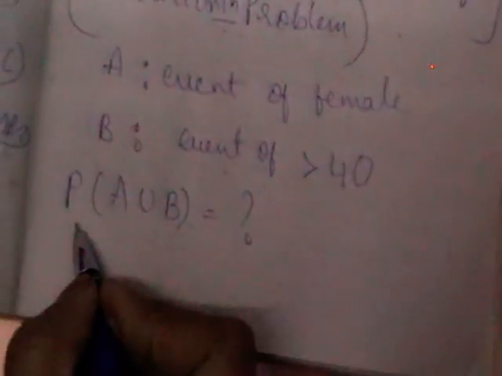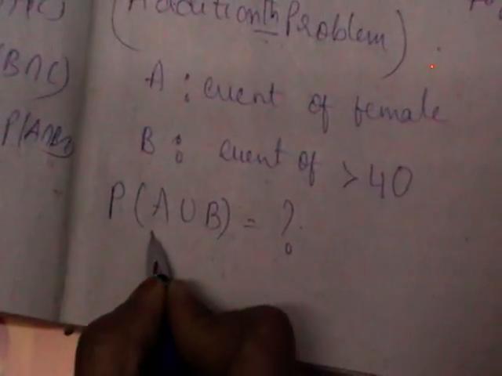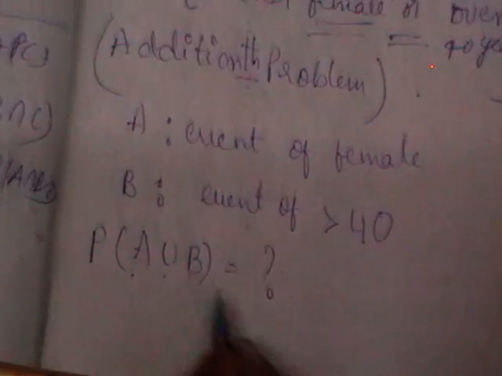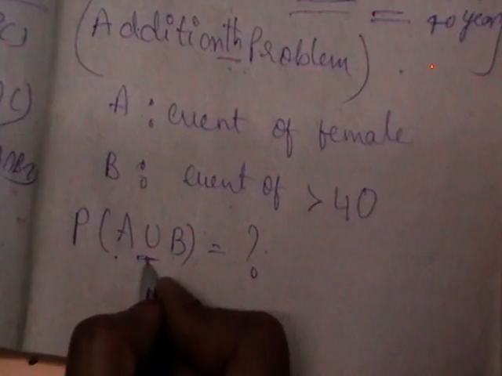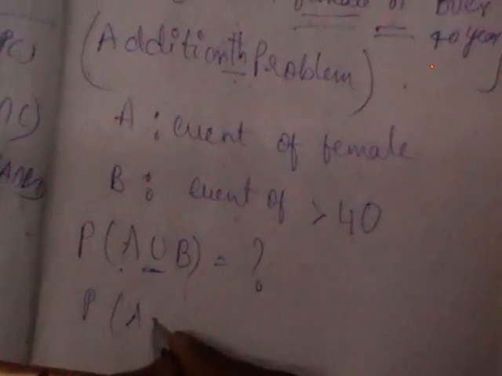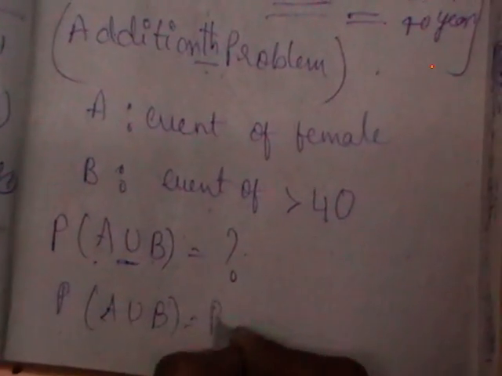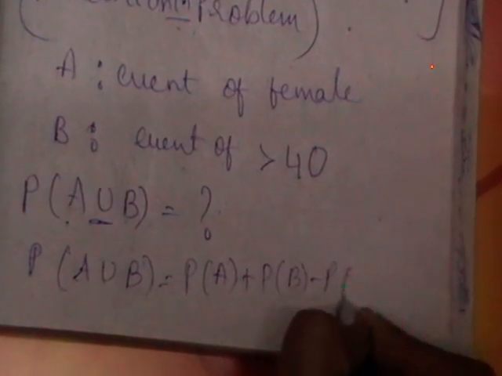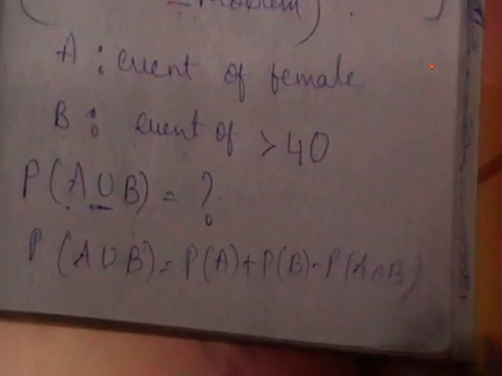What is the probability that either the chairperson is female or over 40 years of age? Here "or" means, as I said, you should use A union B. P of A union B is P of A plus P of B minus P of A intersection B. So we are going to use the addition theorem here.